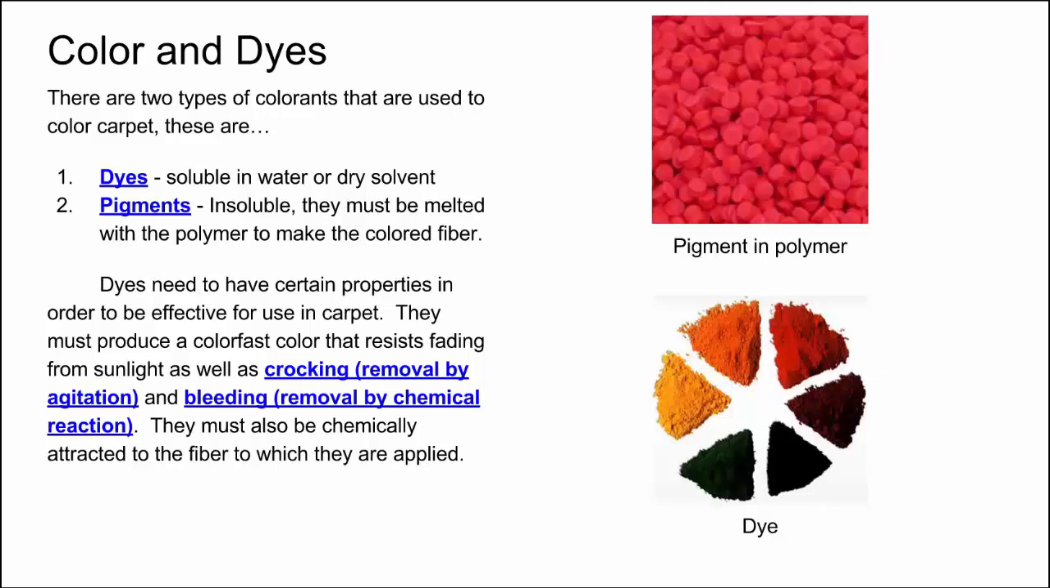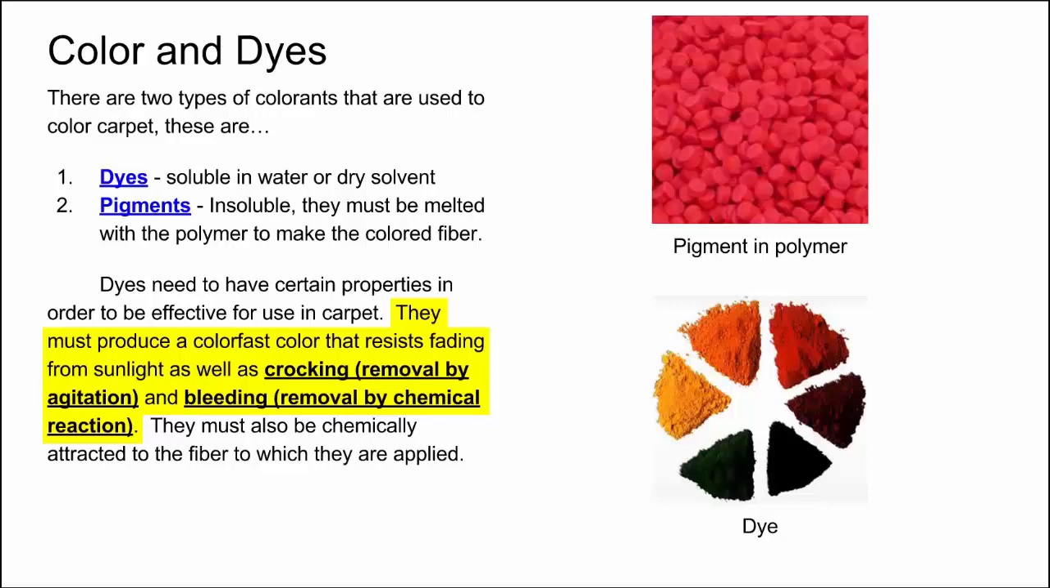Dyes have to have certain properties in order to make them effective to be used in the manufacturing of carpet. They have to be color fast, and as we talked about back in previous modules, certain carpets like a nylon 6 have a tendency to want to fade. It didn't want to hold on to its color, so that became a problem. So the more color fast, the better. We want it to resist fading from sunlight as well as crocking and bleeding. Crocking is if you're agitating the carpet and it's losing dye through agitation.